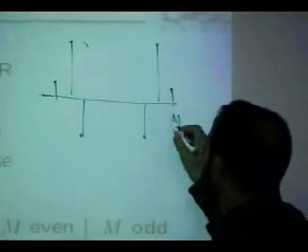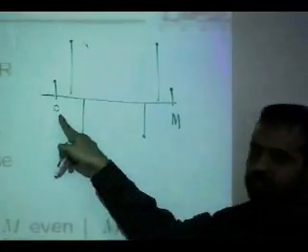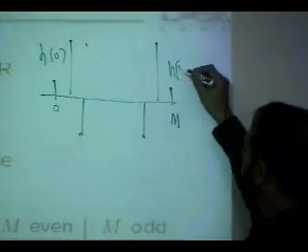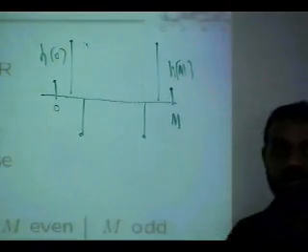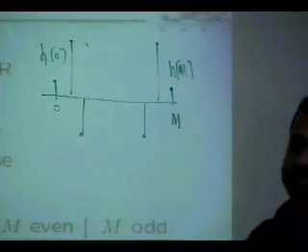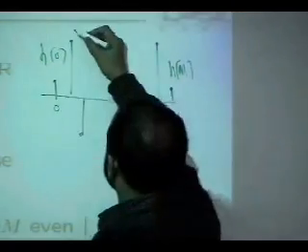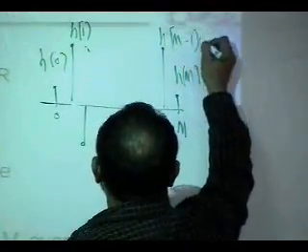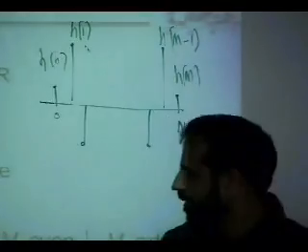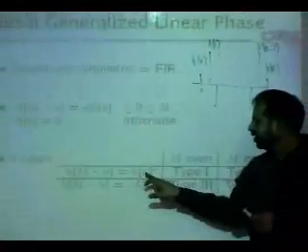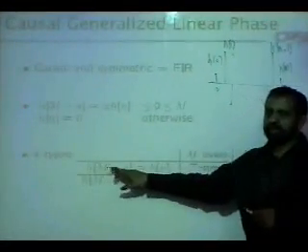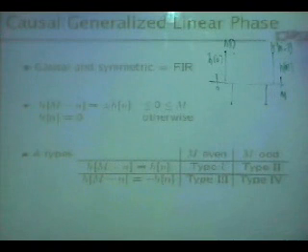So this is m, this is 0. So the 0th sample, h of 0, should match h of m. This will guarantee that your system is a linear phase system. Right? h of 1 should be h of m minus 1. Okay. So this is what this expression says. h of n should be h of m minus n. h of 0 should be h of m. h of 1 should be h of m minus 1. Similarly, you just keep doing.